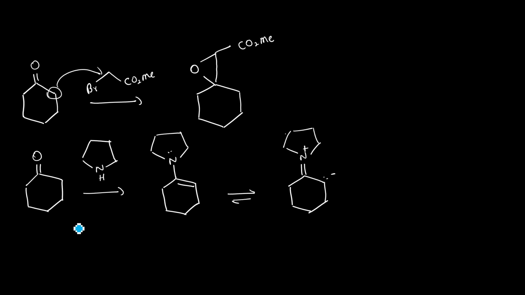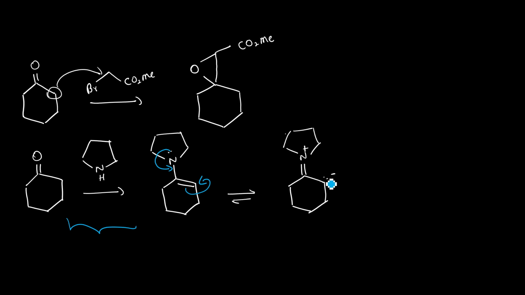We have a negative charge here and a positive charge on the nitrogen atom. I won't discuss the reaction mechanism here. It's a simple one, but due to time I won't discuss it. Now in this case, this lone pair will go in here to form the double bond, and this will go into here. Now we have this particular structure.